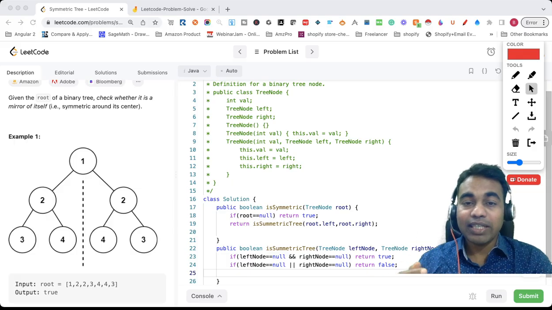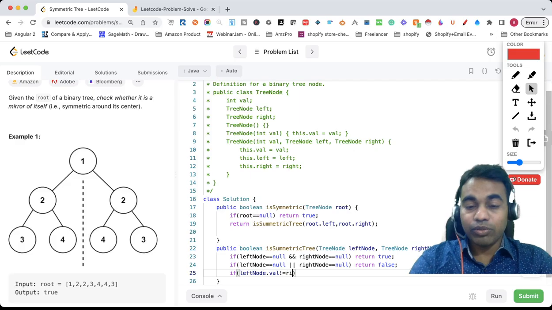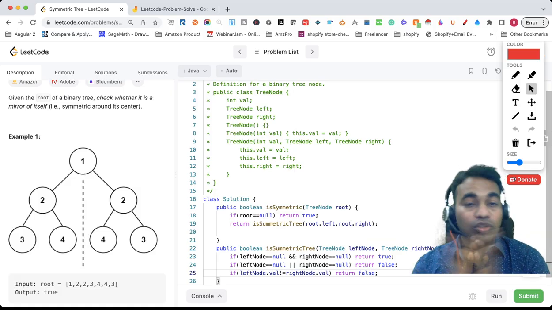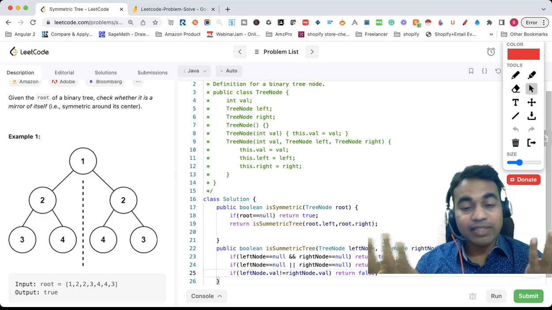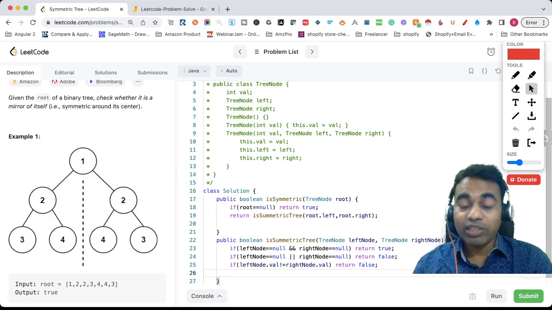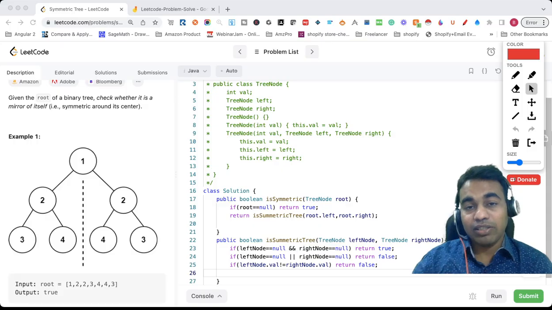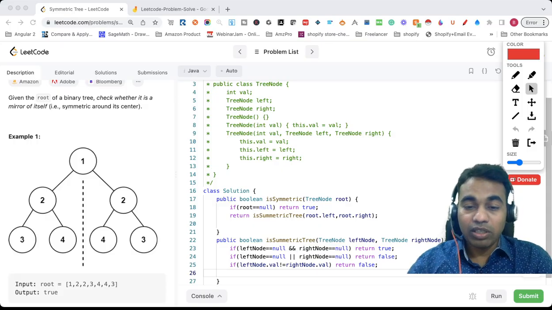So if both of them are not null, I can immediately check the value. So if left node.val is not equal to right node.val, then immediately I can return false. Once I know both of them are not null, I check the value and return false if they are not equal. If they are equal, then I can recursively keep on searching for the next other children.